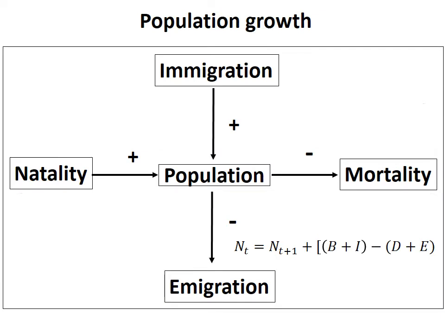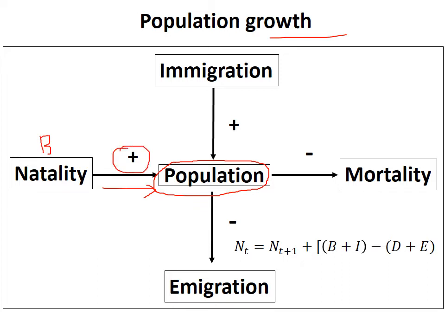Next, the population growth. So what is population growth? Population means the total individuals in a particular region, in a single species. How is the population increasing? Due to natality. Natality means the birth rate. So birth rate is adding to the population.